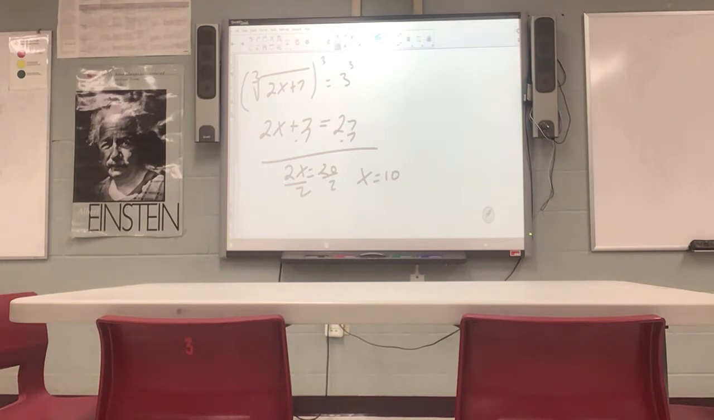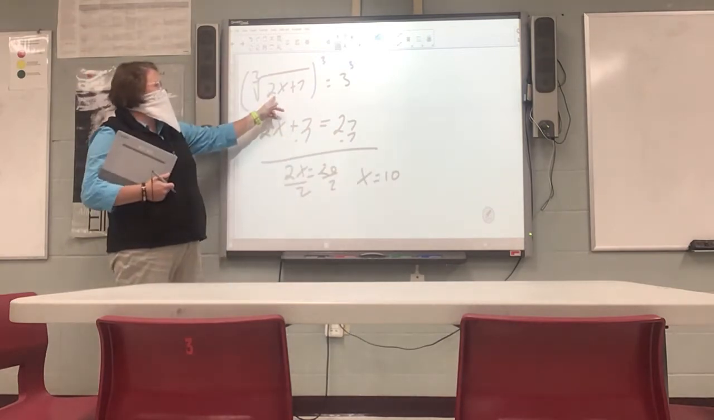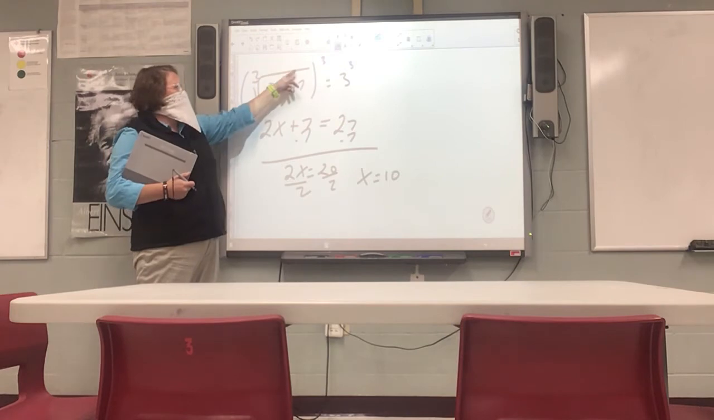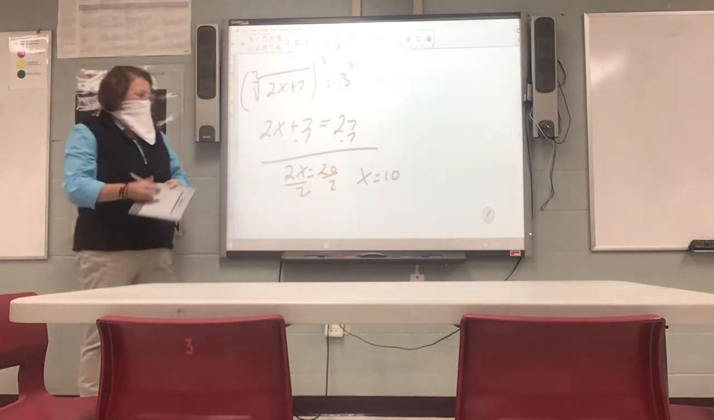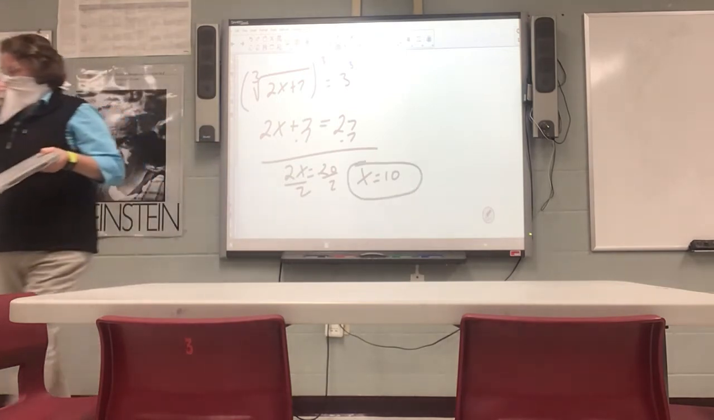So let's just do some mental check now and see if we can plug this 10 back in mentally. 2 times 10 is 20. 20 plus 7 is 27. Is the cube root of 27 3? Yeah, so this time it works, so that's a good solution. We're going to have to do that on these to make sure it checks out.